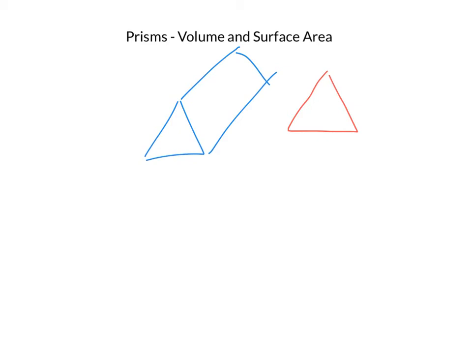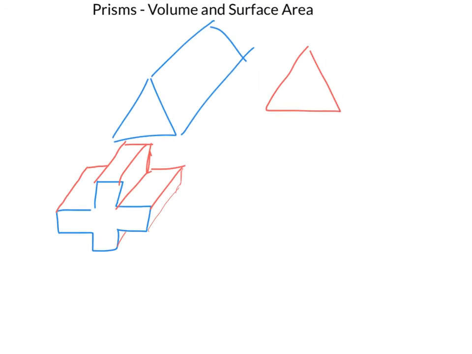We could also have a prism that is, say, in the shape of a cross. And as long as it has the same shape anywhere we cut through the cross section, then that is still going to be a prism. So if we were to cut through this shape at any point along it, we would still get a cross shape like this with the same dimensions.